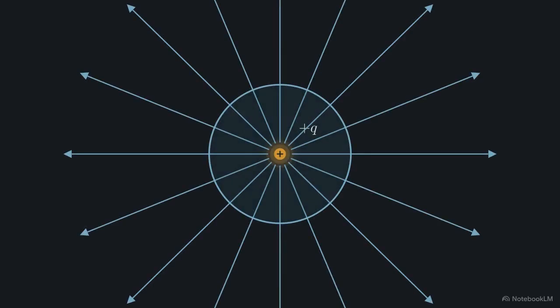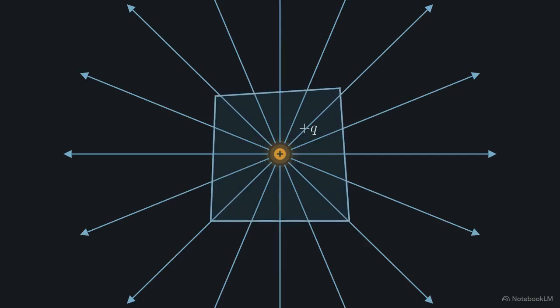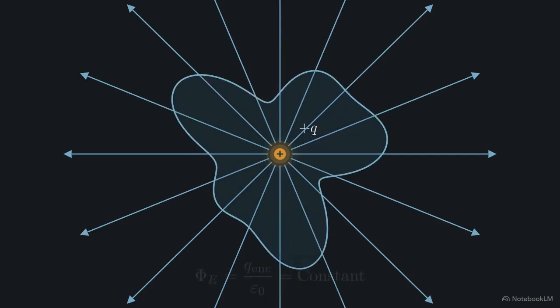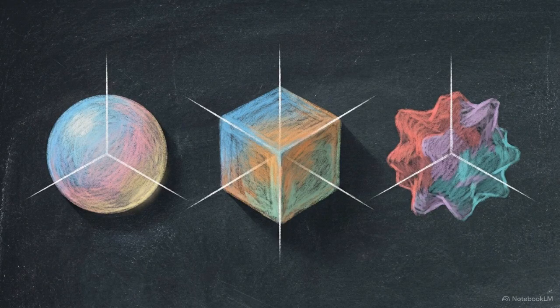We can deform the sphere into a cube, a pyramid, or an uneven blob. As long as the boundary is completely closed, the same number of field lines have to pass through it. The size and shape of the container do not change the total flux.